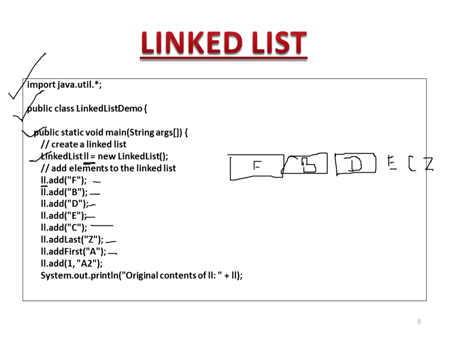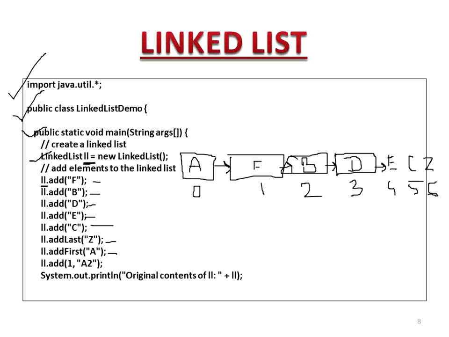Now next is 2 dot add last Z. Okay, Z is added. Then 2 dot add first A. So initially we have added A. Now this is our first node. Instead of F, A is our first node. Now index value 0 is assigned to this node. This is 1, this is 2, 3, 4, 5, and 6. And if you remember, in case of linked list, we have a pointer, and that pointer will point to the next node. This is our linked list.